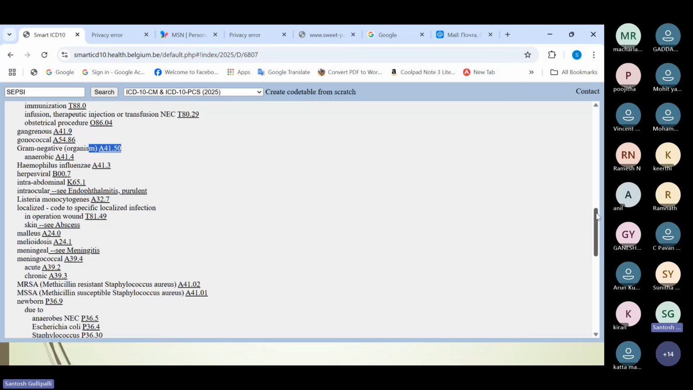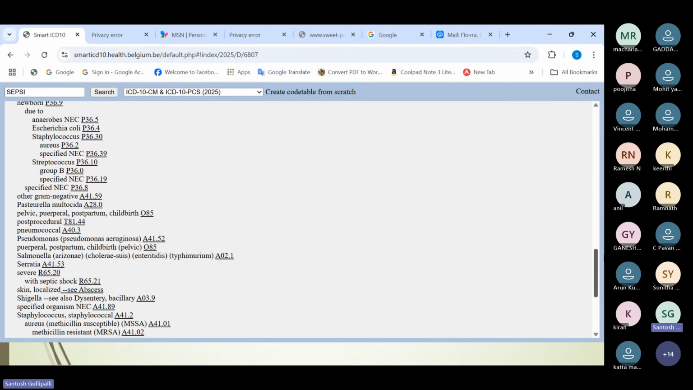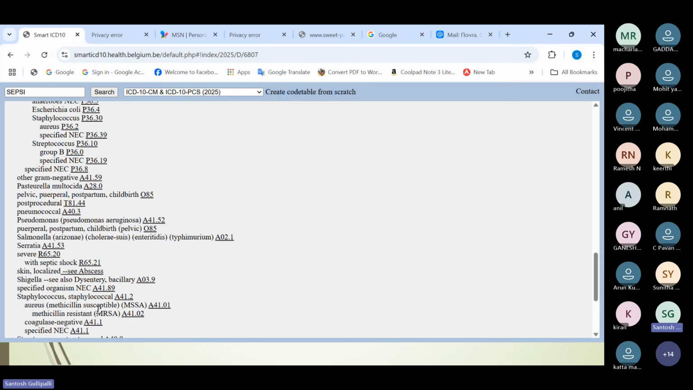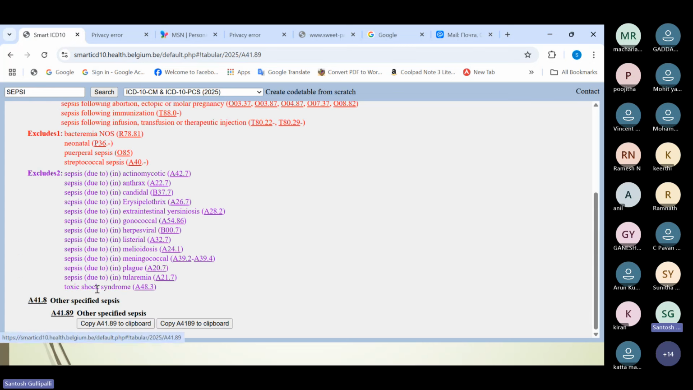Go to specified organism. So that is NEC. NEC means not elsewhere classified, and not elsewhere classified means other specified. So the physician documented a more specific sepsis, but the specific type of sepsis code is not available. So that time we can consider it as other specified sepsis, that is NEC. So the code is A41.89, other specified sepsis.